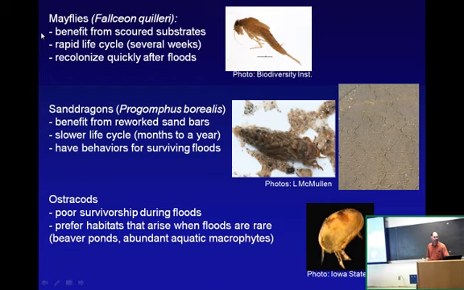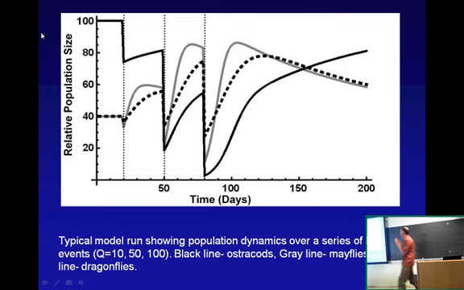So this is a typical model run, just to give you a sense of what the output looks like. Starting over here, we've started all of these populations at a relative population size as if floods had not occurred on that system for a long time. So the ostracods are doing great here. They're at pretty much the maximum that they can do. The mayflies and the dragonflies have been suffering for a number of years. They're down at 40%, which in this case is the minimum value of K.